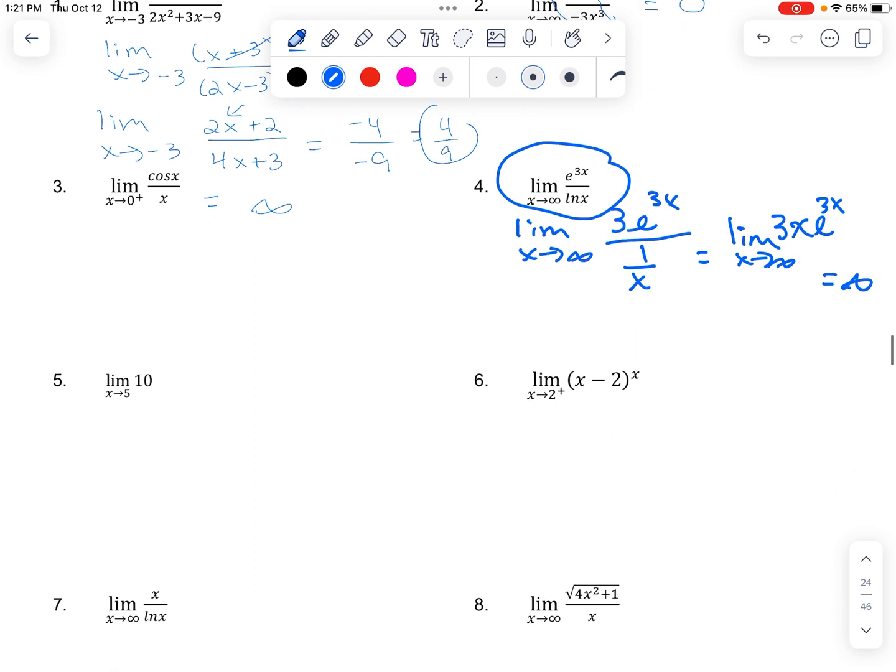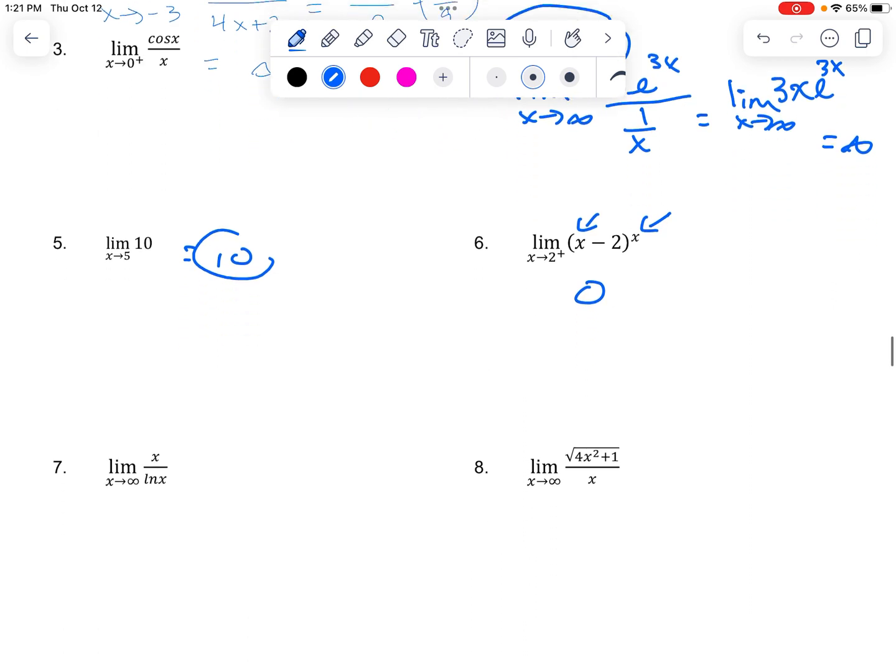Okay, limit of a constant, this will always just be 10. Okay. This one here is a direct substitution. If I plug in 2 here and 2 here, you have 0 squared. 0 squared is just 0. Right? Some of these are just going back to direct substitution.